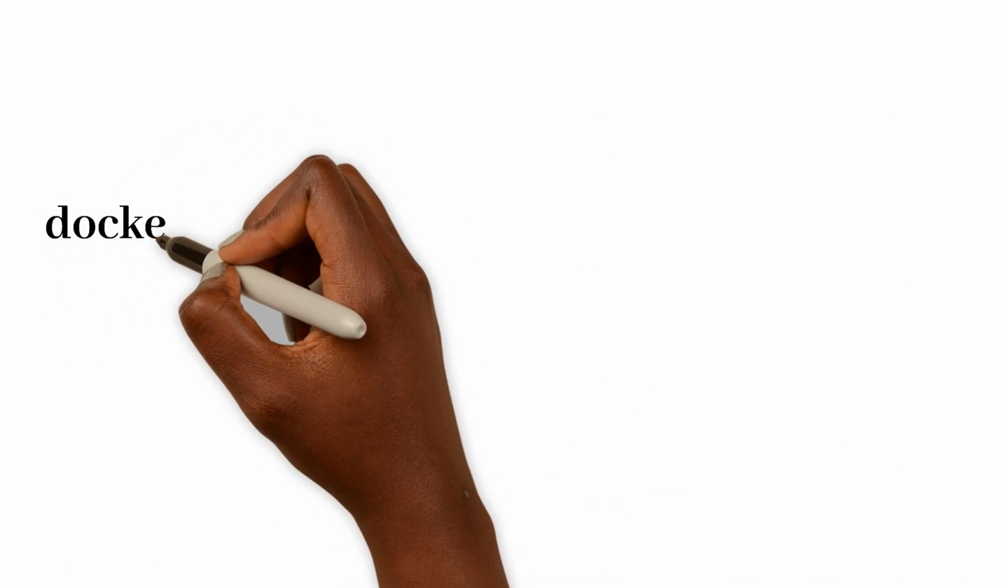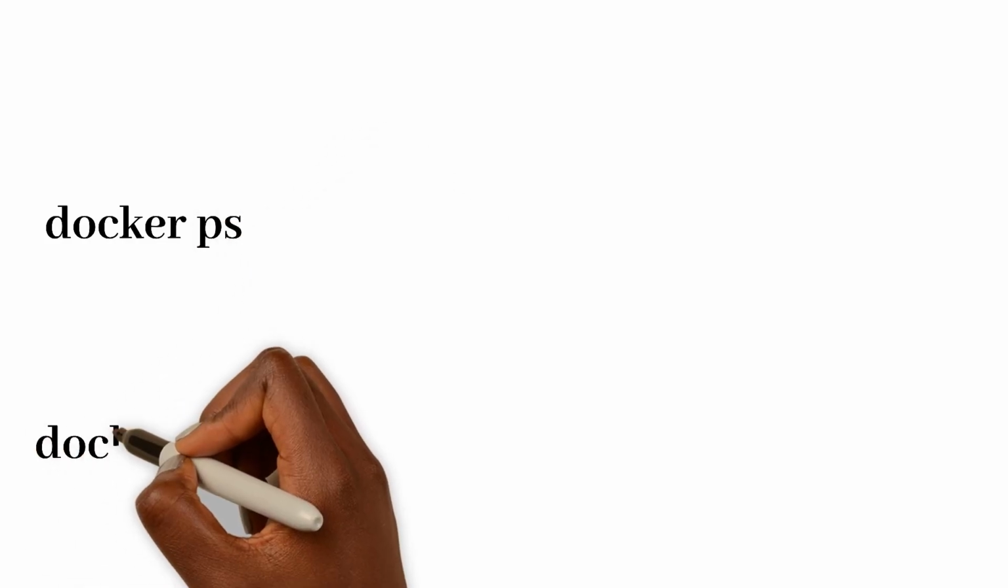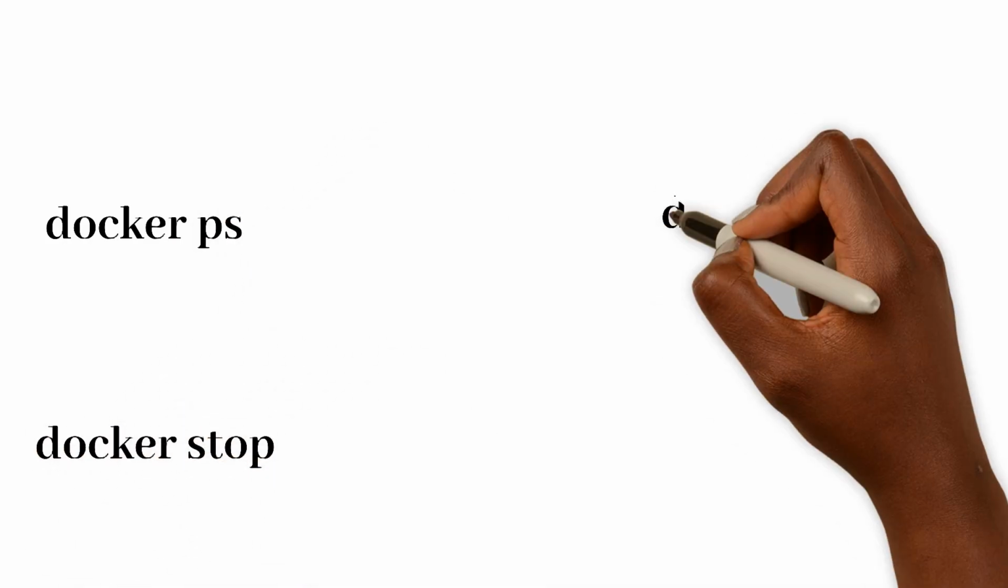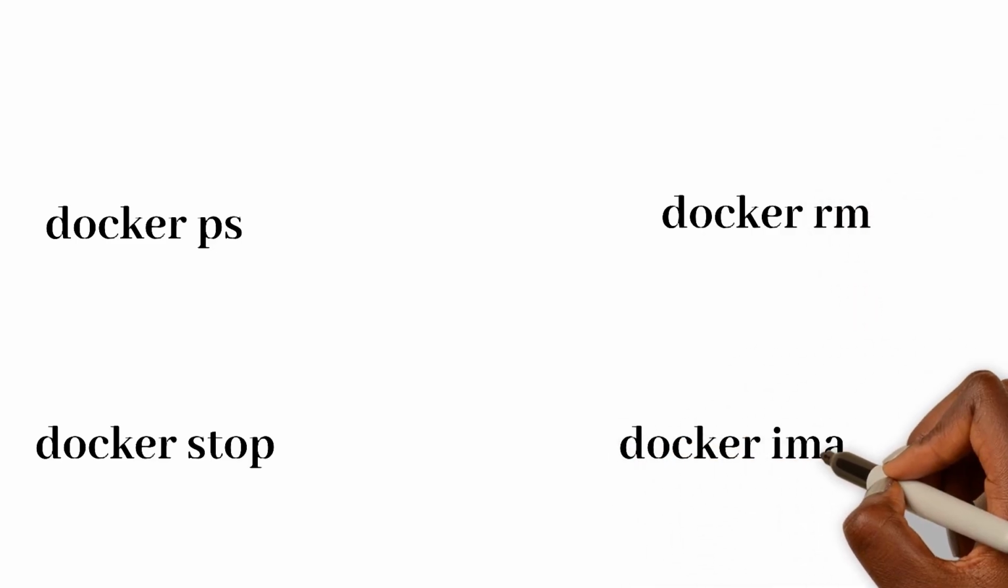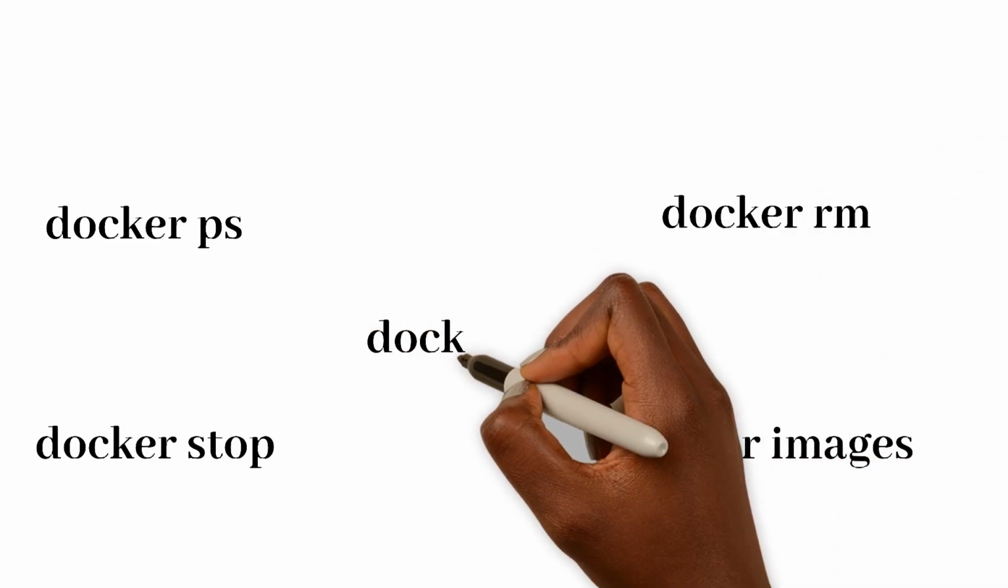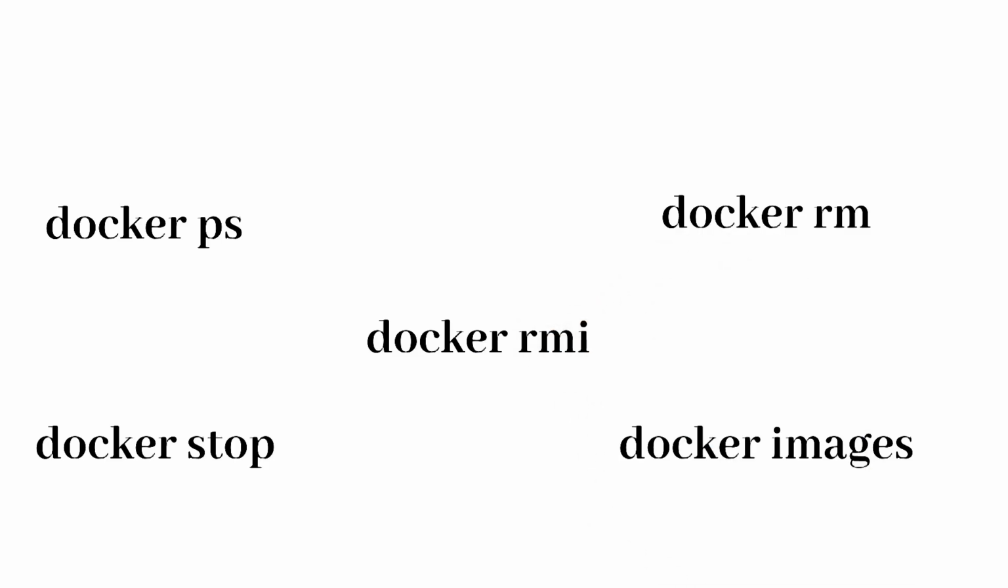I like to think of these next set of commands as a Swiss Army knife. You will always use them and see that they are always handy. Docker ps shows you all the Docker containers that are currently running on your computer. Docker stop stops a running container. Docker rm deletes a container that is no longer running. Docker images shows you all the Docker images stored on your computer. Docker rmi deletes a Docker image from your computer. You must stop and remove all containers based on that image first.